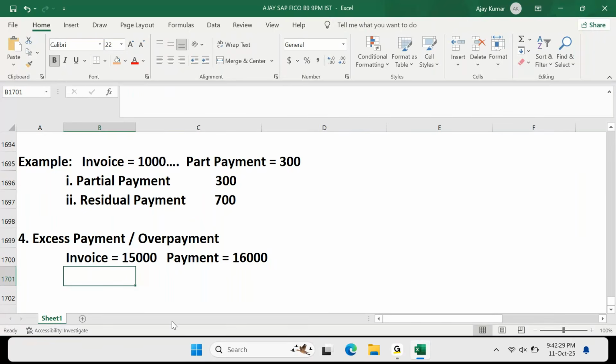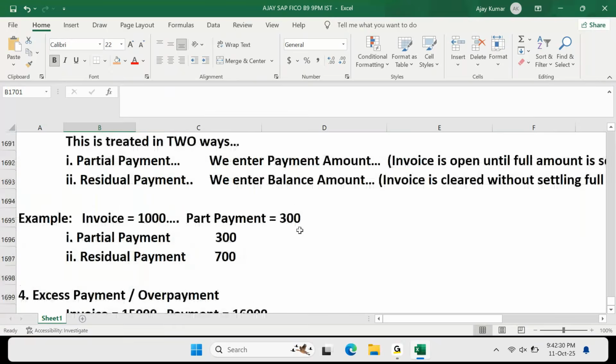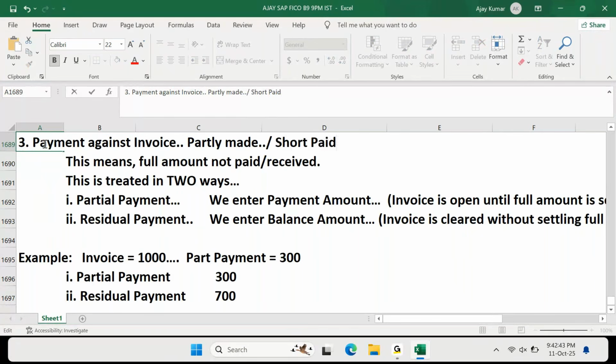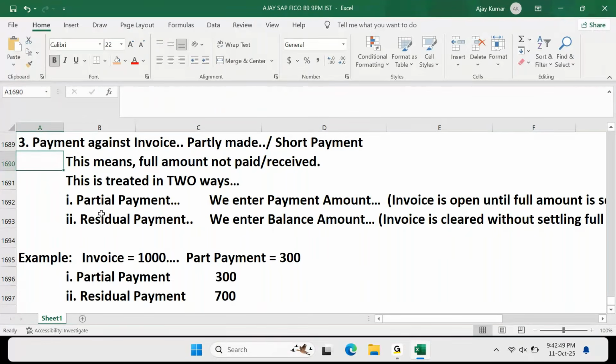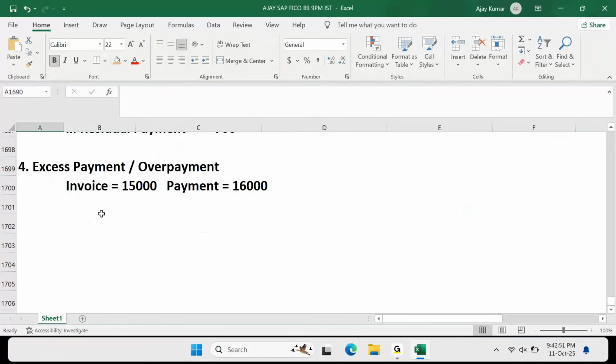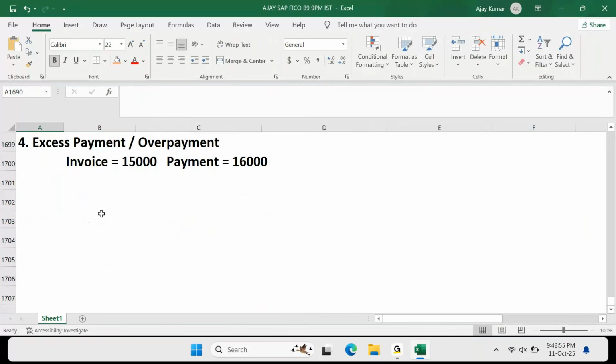Because when you talk about this, it is a short payment, right? Partly made, or you can say short paid, short payment. And if it is a short payment, this is what? Overpayment, or you can say underpayment, overpayment.